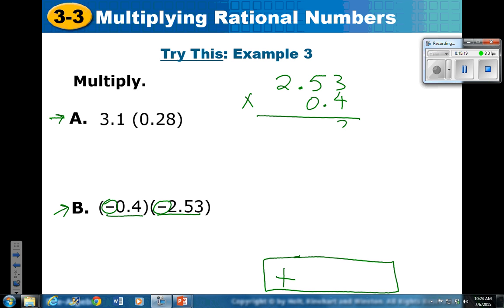4 times 3 is 12, put 2, carry the 1. 4 times 5 is 20, plus the 1 is 21. Put the 1, carry the 2. 4 times 2 is 8, plus 2 is 10. We have 1, 2, 3 places after the decimal point in the problem, 3 in the answer. So our answer is positive 1.012.